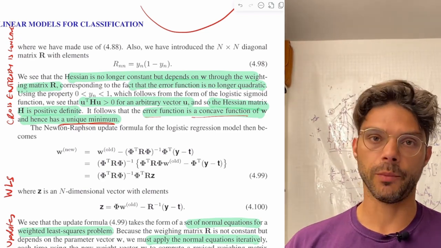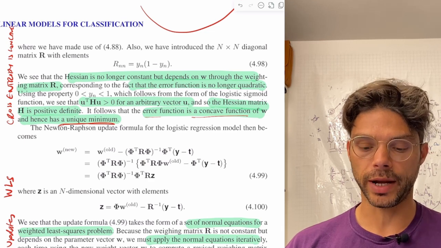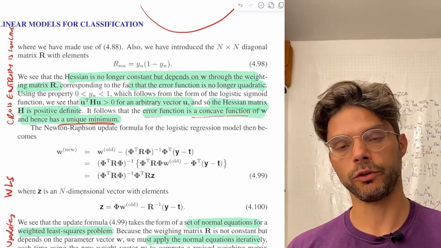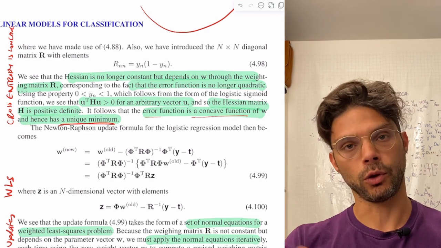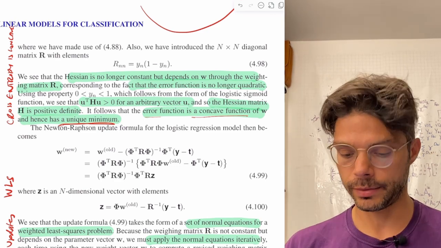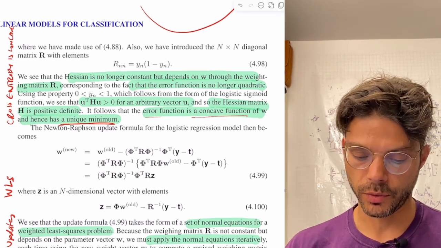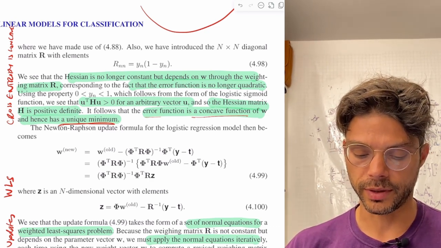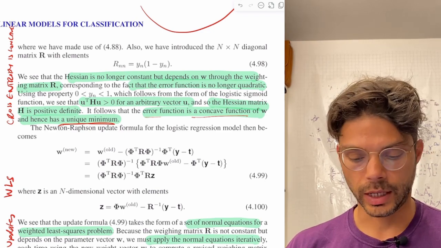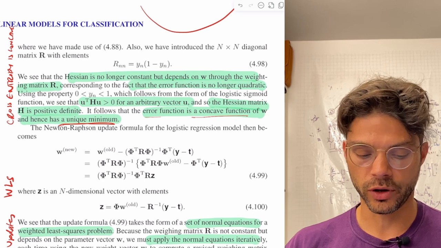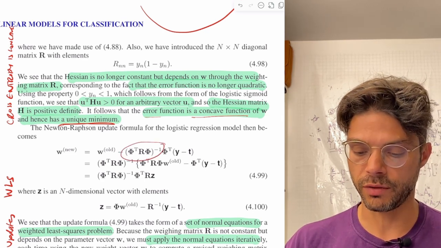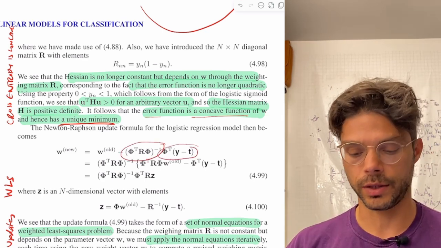Okay, but again, it's not exactly a quadratic, so we're just going to apply the Newton-Raphson formula to make local quadratic approximations and update. We literally plug in the formulas that we had, so we get the new delta W: we've got the curvature, the inverse of the curvature, times the gradient.